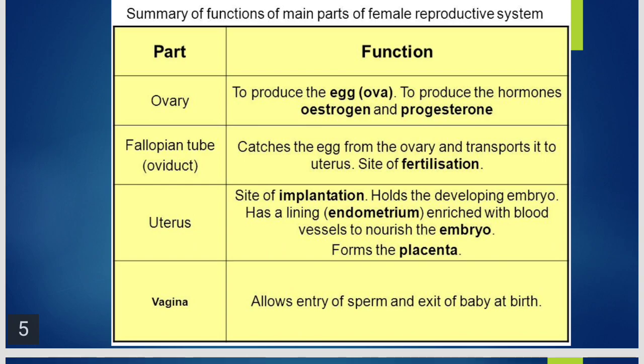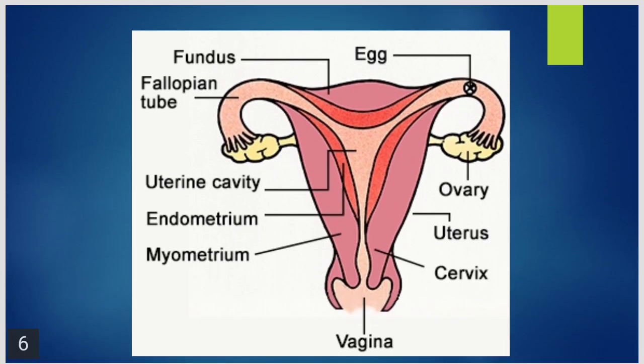And the uterus is the site of implantation. That is, the developing embryo gets attached to the inner uterine wall, the endometrium, which is enriched with blood vessels to nourish the embryo, and finally the placenta is formed. Placenta is a bed-like structure on which the developing embryo rests. And the vagina allows the entry of sperm and exit of the baby at birth. These are the functions of the female reproductive system.